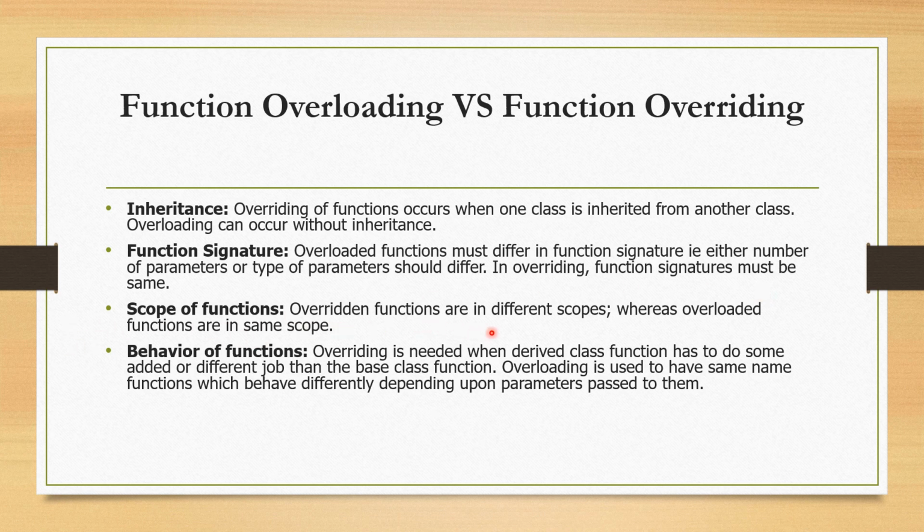Now the third one is the scope of functions. Overridden functions are in different scopes because we are using them in different classes, whereas overloaded functions are in the same scope. Okay. Now the last difference, that is the behavior of functions. Overriding is needed when a derived class function has to do some added or different job than the base class function, and overloading is used to have the same name function which behaves differently depending upon the parameters passed to it.